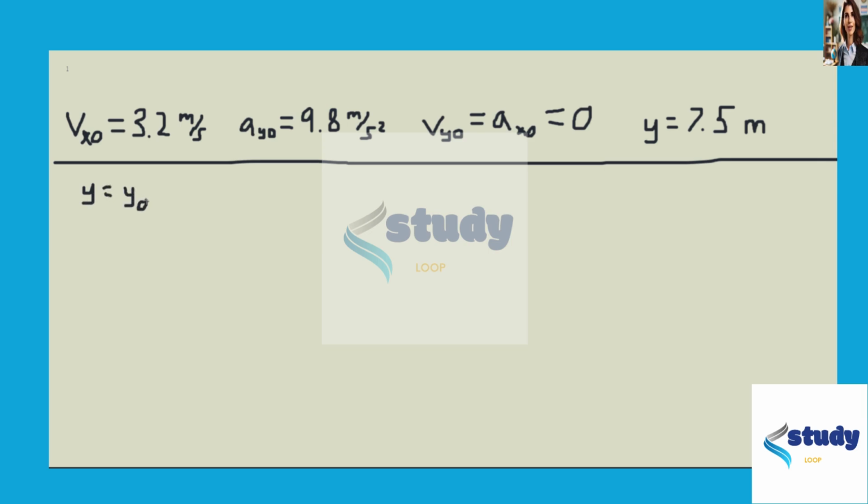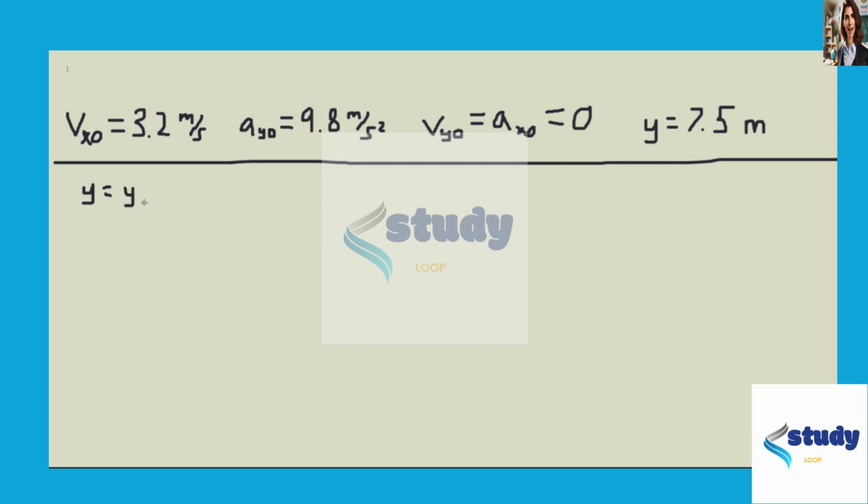I wrote at the top of the screen above the line what we were initially given in the problem, which is that the velocity in the x direction, which I put as v of x 0, is equal to 3.2 meters per second. The acceleration in the y direction is 9.8 meters per second squared. That's due to gravity. And because she leaps horizontally, there's no initial velocity in the y direction, so it's equal to 0, as well as the acceleration in the x direction. And the total distance she's going to travel will be 7.5 meters in the y direction. So I write y is equal to 7.5 meters.